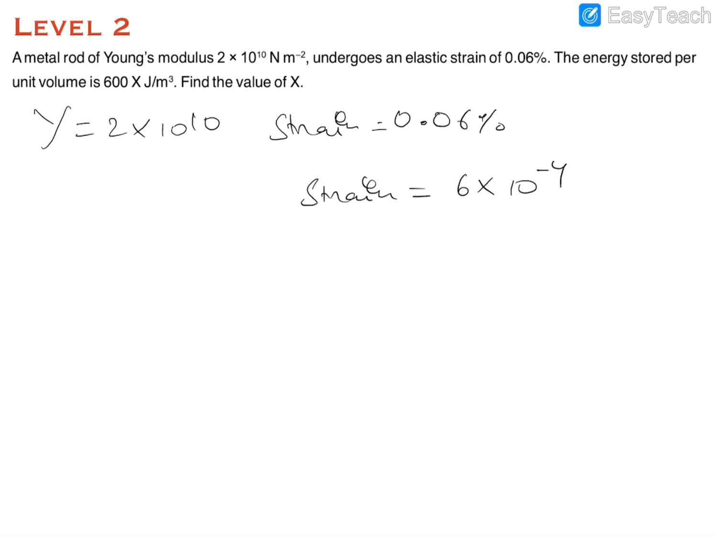Why am I writing this as 10 raised to power minus 4? Because it is 10 raised to power minus 2, but it is in percentage. So I have to write the absolute value of strain. So it is 6 into 10 raised to power minus 4.